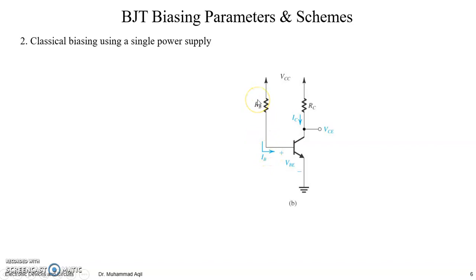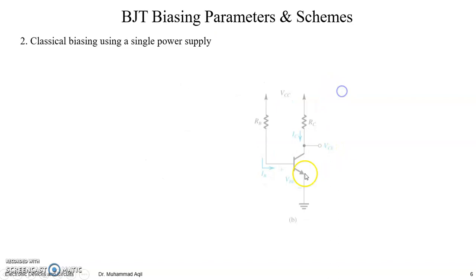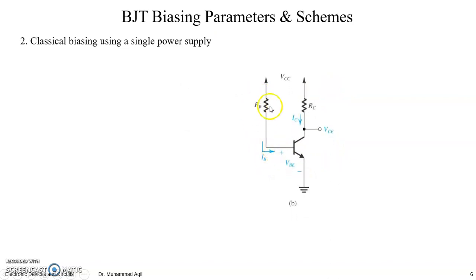Obviously, for a fixed VBE, as in the previous circuit, we must be having an IB, but we are fixing VBE ourselves. And here we are fixing the IB ourselves, by using this current limiting resistor, and then VBE would be whatever it is for that IB, right? So this is the same classical biasing scheme using a single power supply, but here we are fixing IB ourselves.